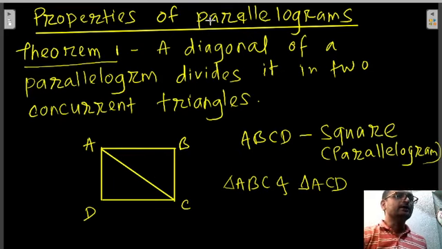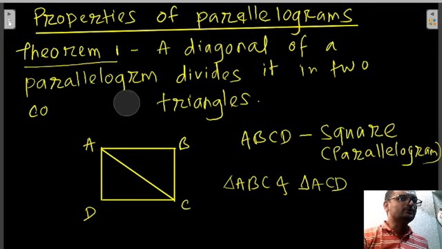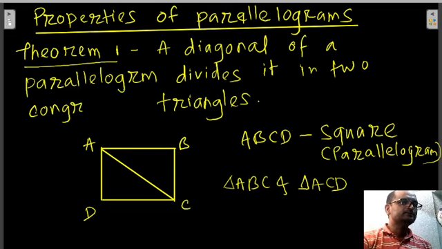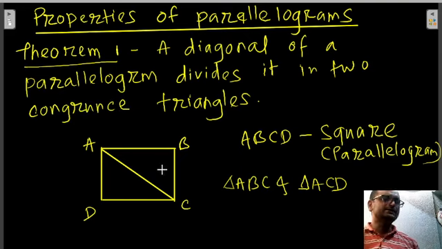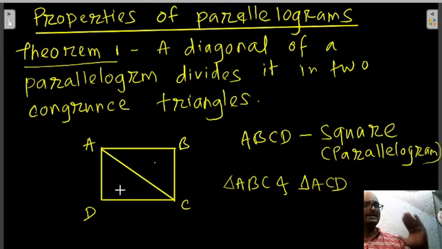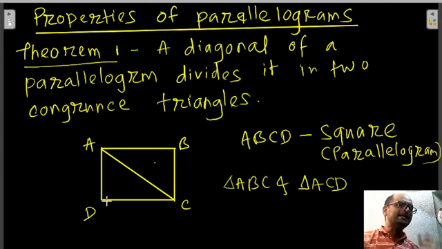Not concurrent, sorry, let me correct this. It is congruence. You know the congruence we have studied in triangles. What does congruence mean? It is identical. Two congruent triangles means these two triangles are identical. So the diagonal is dividing the quadrilateral into two triangles, and these triangles are congruent, meaning they are identical in shape. That is what the first theorem is telling.